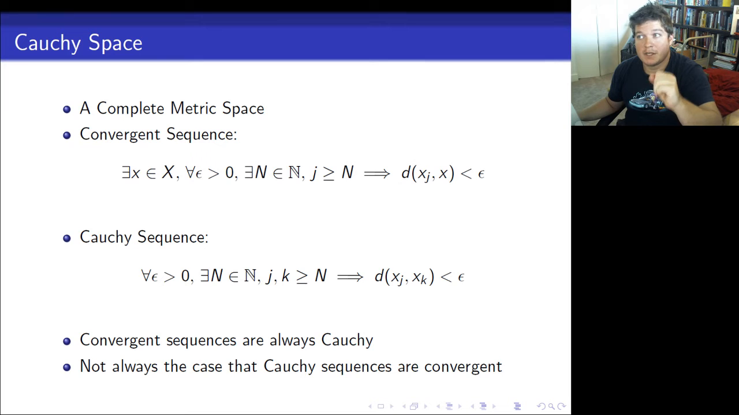So you can prove that any convergent sequence is Cauchy, but it's not always the case that a Cauchy sequence is convergent. You may be familiar with the fact that some sequences of rational numbers converge to irrational numbers. Well, you could take your metric space to be the rational numbers, and then you have a Cauchy sequence in the rational numbers that converges outside of the rational numbers. So the completion of the rational numbers is in fact the real numbers. That's just to give you an idea that this is non-trivial, that they're different.